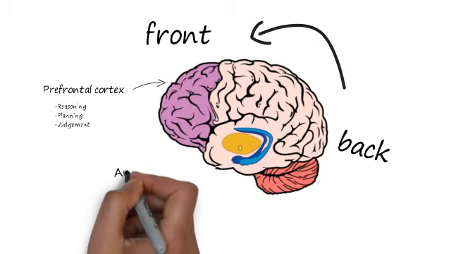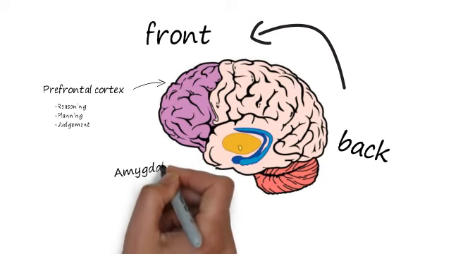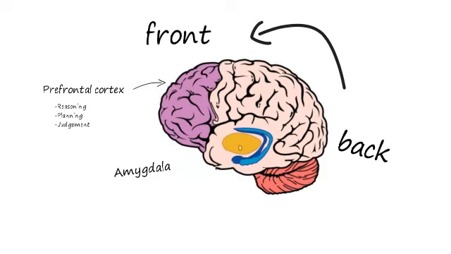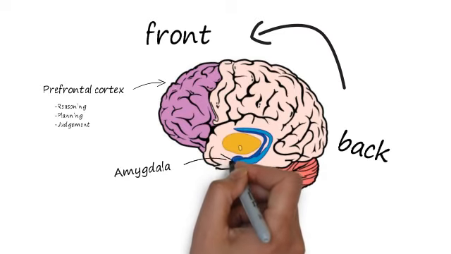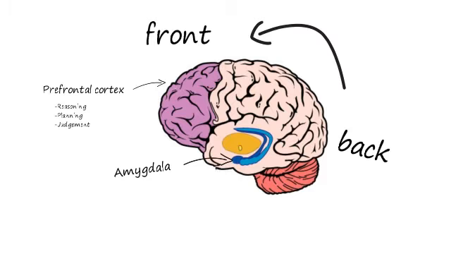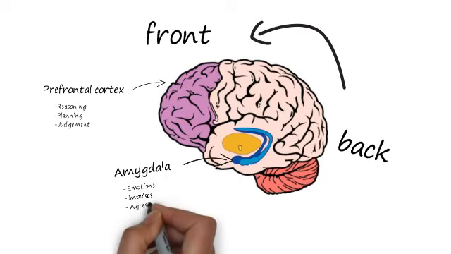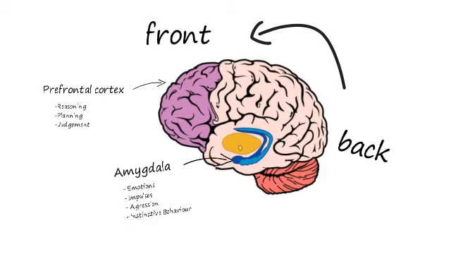Because this area is still developing, teenagers often rely on the amygdala to make decisions more than adults do. This may explain teenagers' irrational behaviour, as the amygdala is associated with emotions, impulses, aggression and instinctive behaviour.